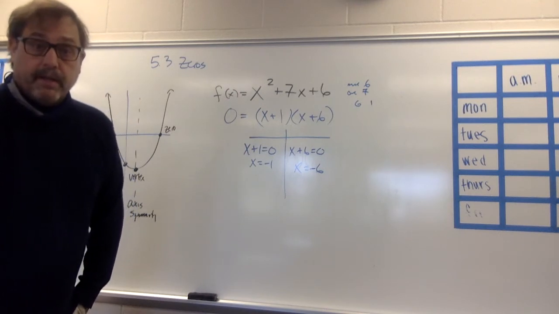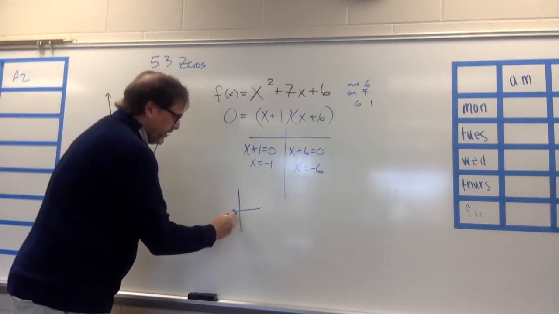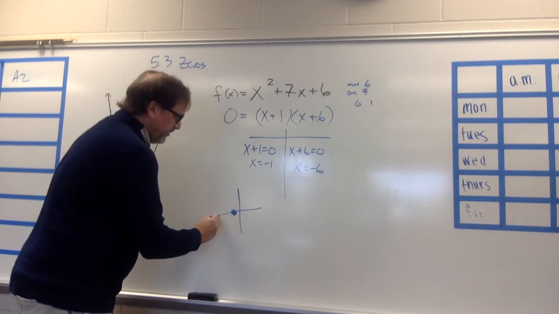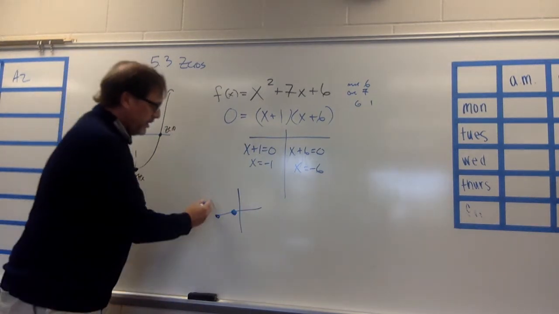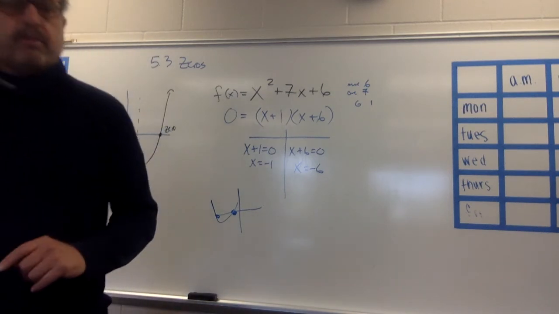And by the way, on a graph, here's what it looked like. Here at -1 and here at -6 is where the parabola would go through. We're not going to find everything on this one. We're just finding the zeros. Let's drive over here, shall we?